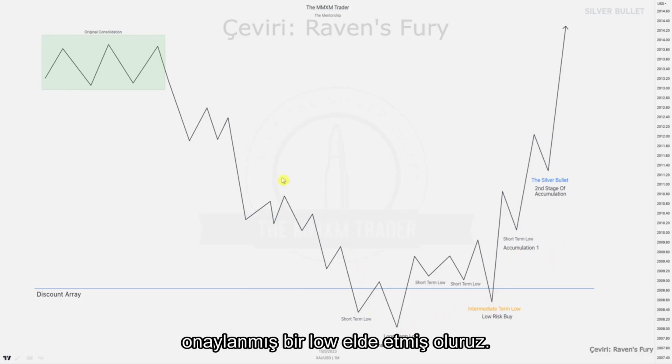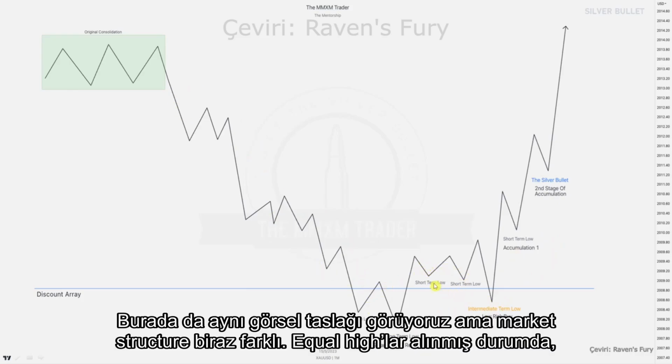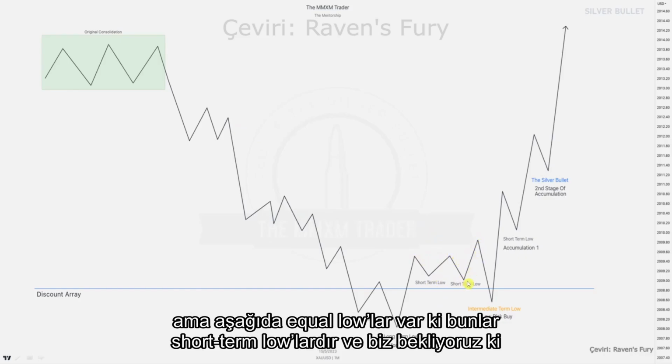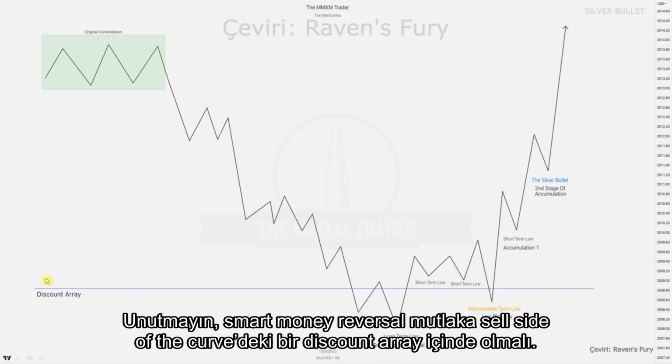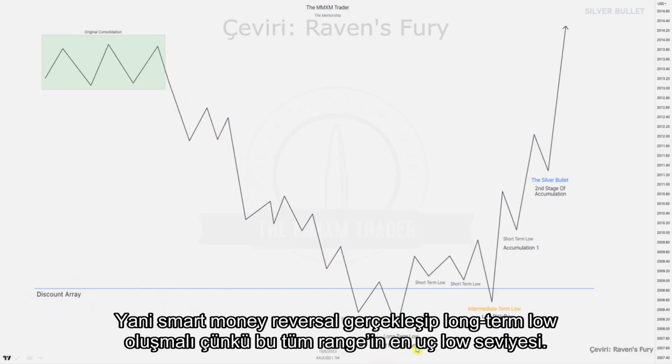So over here, same sort of depiction, only slightly different market structure, right? We've got these equal highs getting raided, but we also have these equal lows down here, which are short-term lows, and we're expecting that intermediate term low to form below these short-term lows after that smart money reversal. And remember, that smart money reversal needs to happen in a discount array. Sell side of the curve, smart money reversal, and forming that long-term low, right? Because this is the extreme low in this whole range.